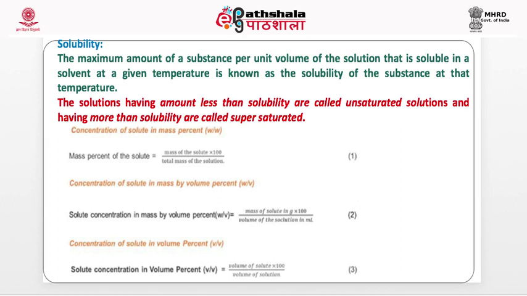The concentration of solute can be expressed in several ways. One of them is concentration of solute in mass percent, W by W or M by M. Mass percent of the solute equals mass of the solute into 100 divided by total mass of the solution. Concentration of solute mass by volume: here, the mass of the solute is taken in mass unit and the solution is taken in volume unit. The solute concentration mass by volume is given by mass of solute in gram into 100 divided by volume of the solution in milliliter. For concentration of solute volume by volume, both are in the volume unit. The solute concentration volume percent equals volume of the solute into 100 divided by total volume of the solution.